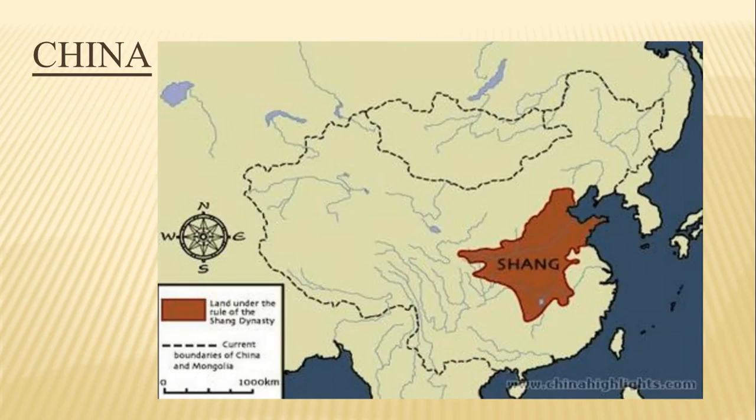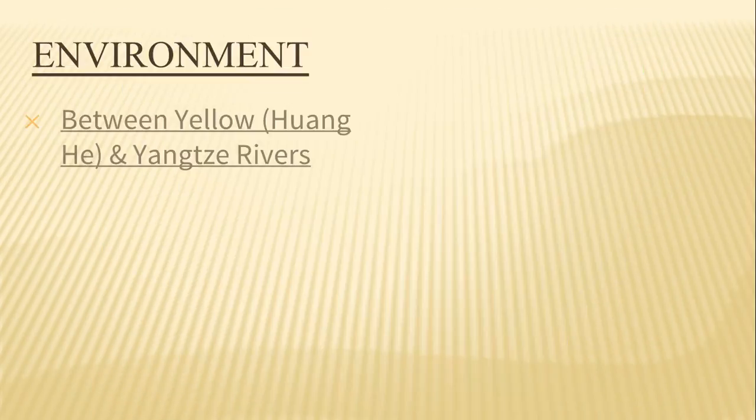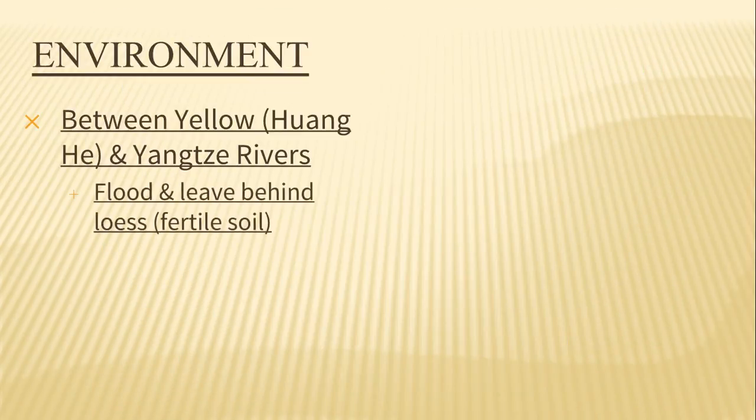Okay, next we're going to talk about the Chinese River Valley civilization. All right, here is a map of China, and on this map you can see the most ancient of all of the Chinese dynasties, called the Shang dynasty. Okay, this river valley civilization formed between the Yellow River and the Yangtze River. Okay, the Yellow River in Chinese is called the Huangpu River.